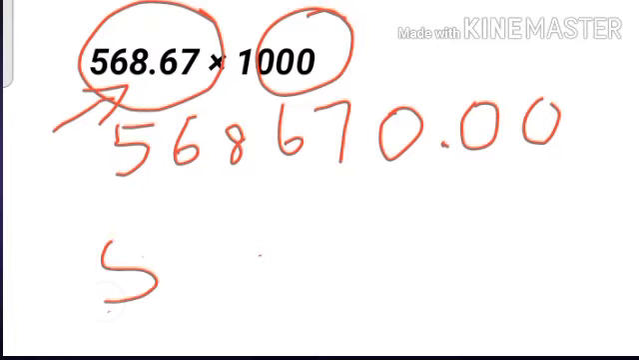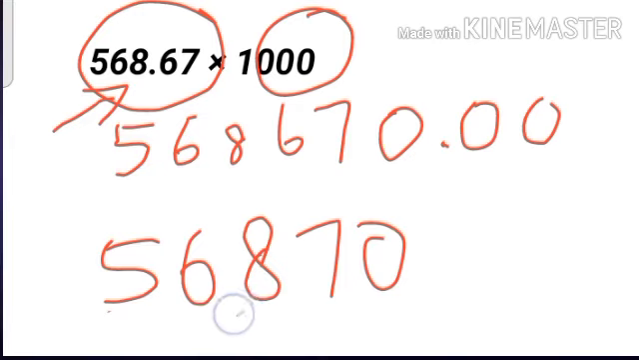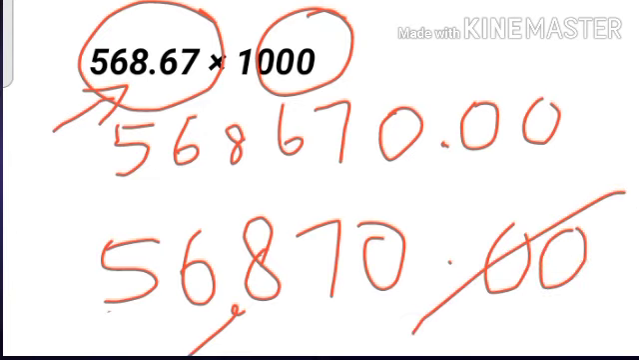So the answer is 56,870. If it is necessary, you can put 0.0, no problem. But this is not needed here. There is no value of this. Okay, children.